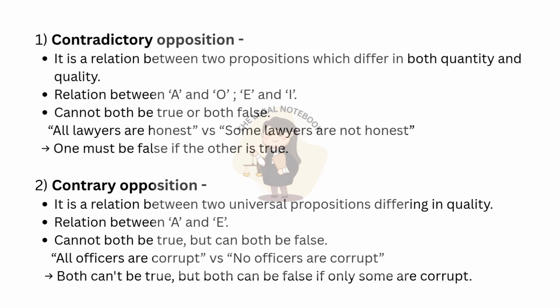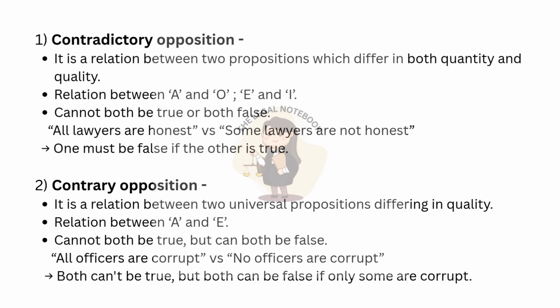1. Contradictory opposition. It is a relation between two propositions which differ in both quantity and quality. Relation between A and O, E and I. They cannot both be true or both false. All lawyers are honest, versus some lawyers are not honest. One must be false if the other is true.